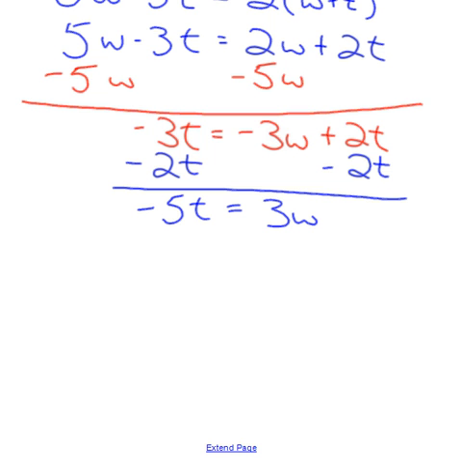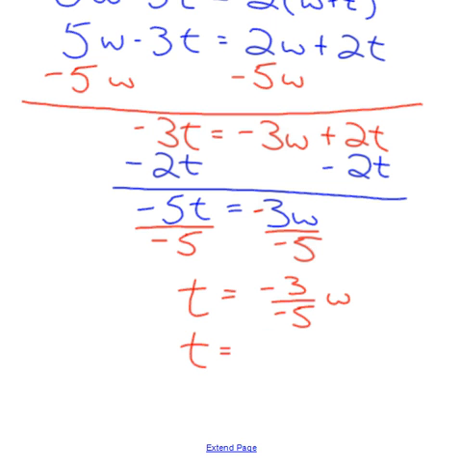Now we just need to divide both sides by negative 5. Oops, that should have been negative 3w. So we're going to divide both sides by negative 5, and then we end up with t equals negative 3 over negative 5 w. And that's really t equals 3/5 w, or 3 over 5 w.